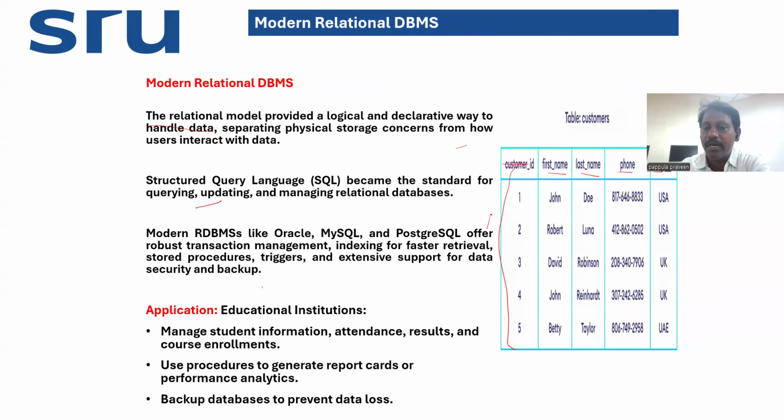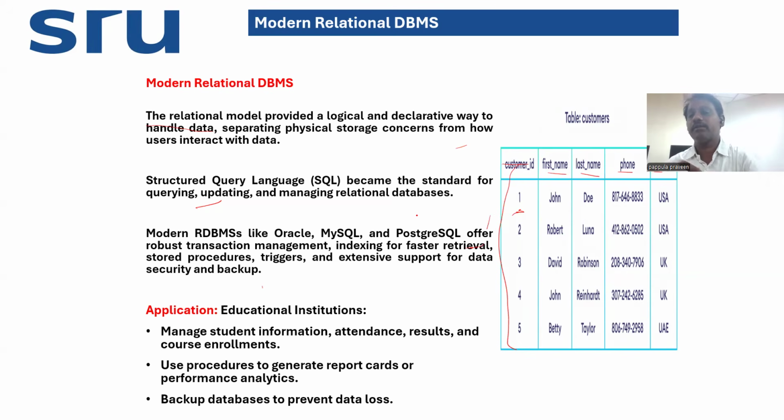Now the customer ID is a unique ID and the phone number is also unique. Now first name, last name, country, this will accept duplicates, that is not a problem. But coming to customer ID and mobile number, both are the key constraints in this relation. Structured Query Language, SQL, already we know SQL. It has become a standard for querying, updating, and managing relational databases.